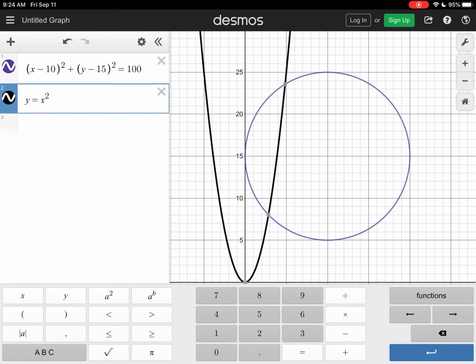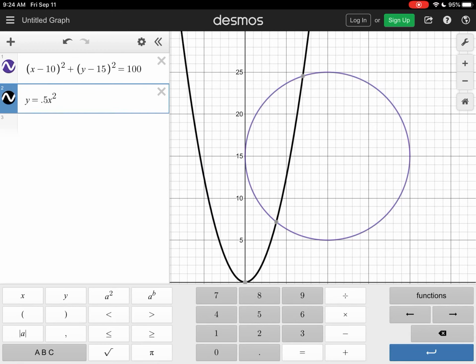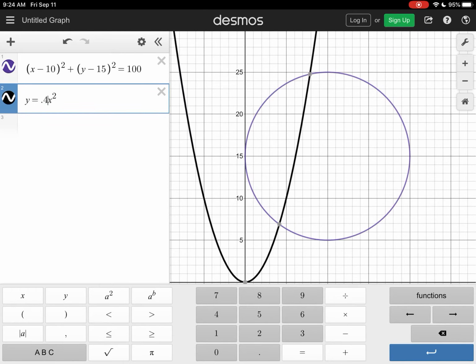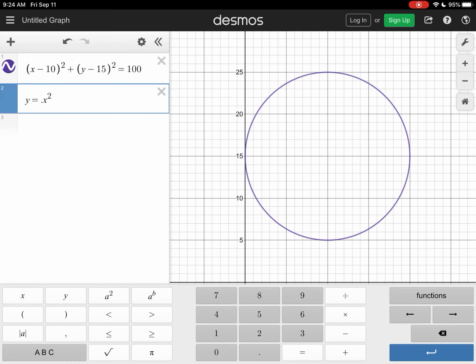I can do that by multiplying my x squared by a number that is less than 1. That will make my graph wider. So I usually start with 0.5, and you can see that's made it a little bit wider, but I would like it to be wider still. So I'm going to decrease that to like 0.4, 0.3, and keep dropping that number until I get the width that I want. And I think I like the width of 0.1 there. Again, you can keep going smaller than that if you need to.